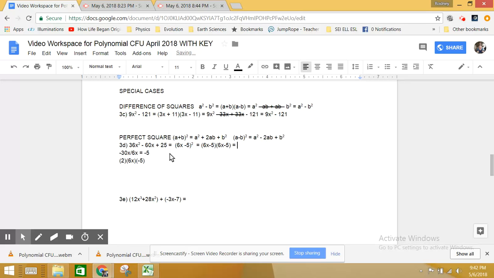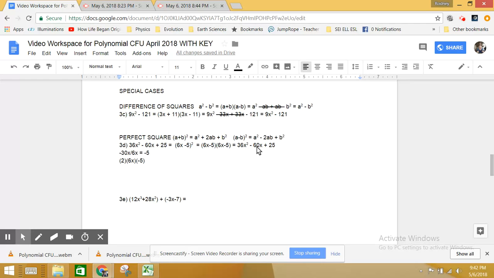And my first is going to be 6x times 6x, which is 36x squared. My outside, I'm foiling, is 6x times negative 5, which is going to be negative 30x. My inside is negative 5 times 6x, which is also negative 30x. And my last is negative 5 times negative 5, which is plus 25. And that negative 30x plus negative 30x simplifies to be negative 60x. And we have a match.